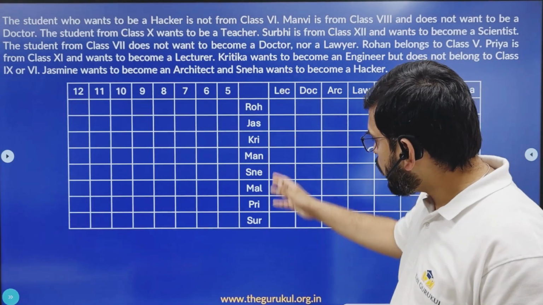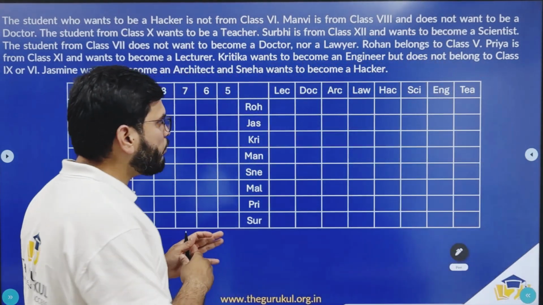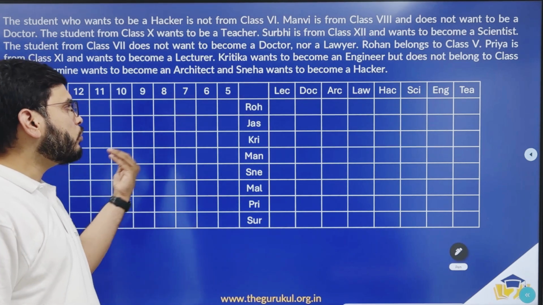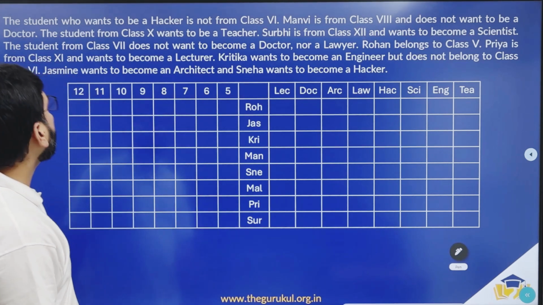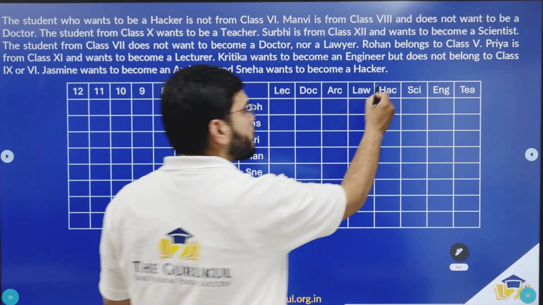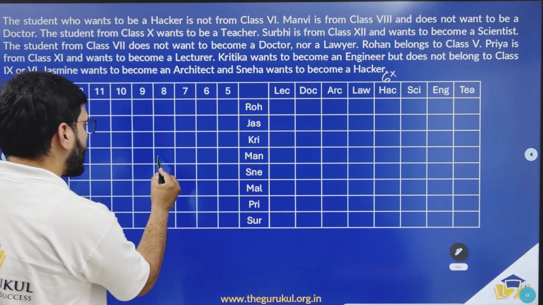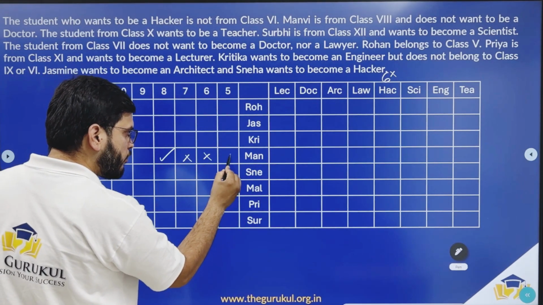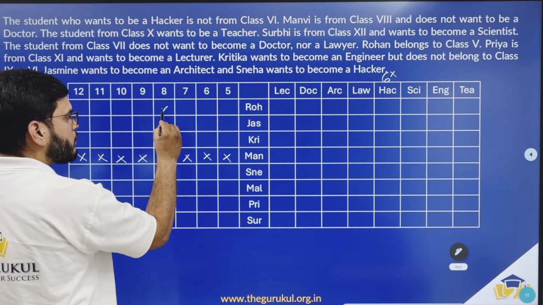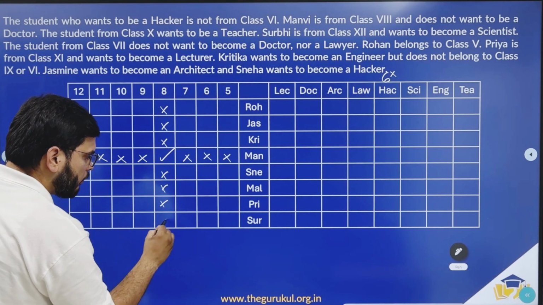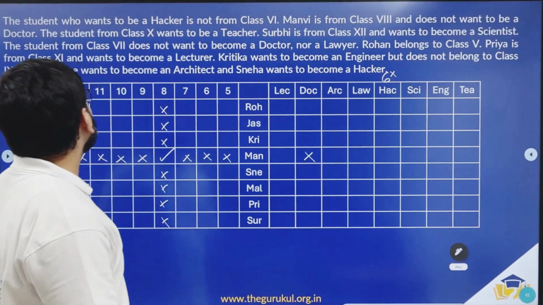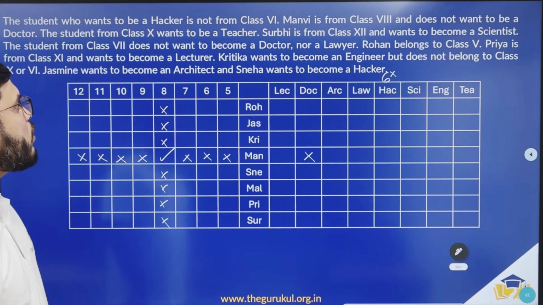So I'll be making a small table like this with persons in the column. To the right, we have the professions that they want to become, and to the left, we have their corresponding classes. Now, the student who wants to be a hacker is not from class 6. Done. Manvi is from class 8. So different classes, so Manvi cannot belong to any other class, and no other person belongs to class 8. Done. And does not want to be a doctor, so Manvi does not want to become a doctor. The student from class 10 wants to be a teacher.